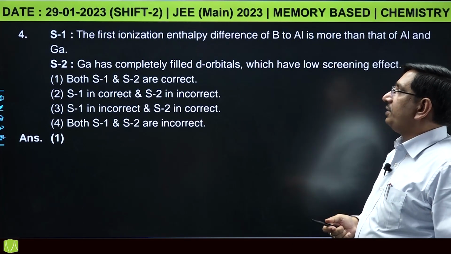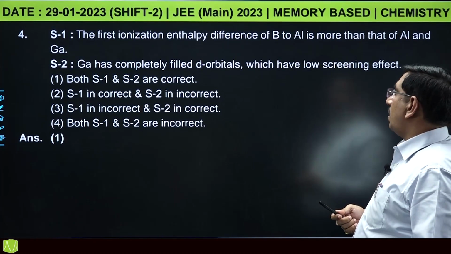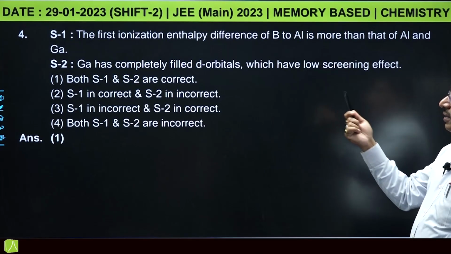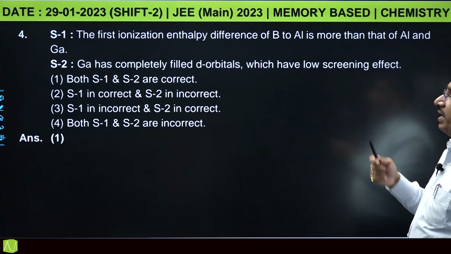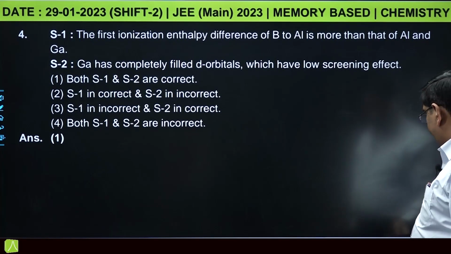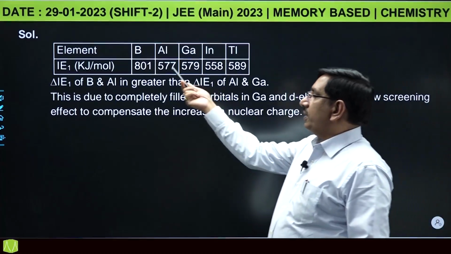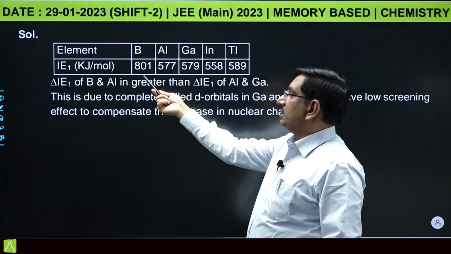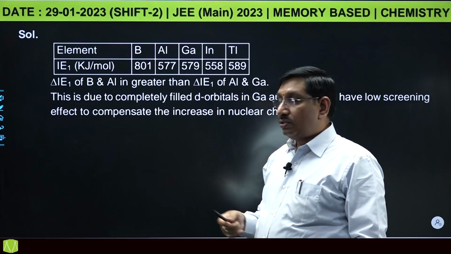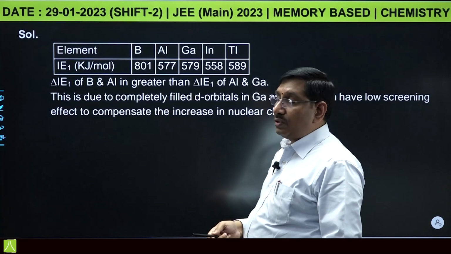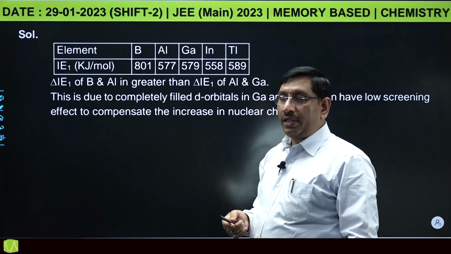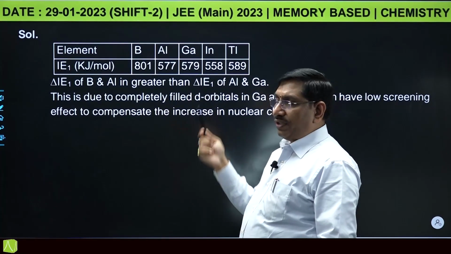Next, the first ionization enthalpy difference of boron to aluminum is more than that of aluminum and gallium. And second statement, it is given that gallium has completely filled d orbitals which have low screening effect. If you see the first ionization enthalpies, boron has 801 kilojoule per mole and aluminum it is 577. So, there is a huge difference. And if you come to aluminum to gallium, this difference is only 2 kilojoule per mole. So, it is very less.